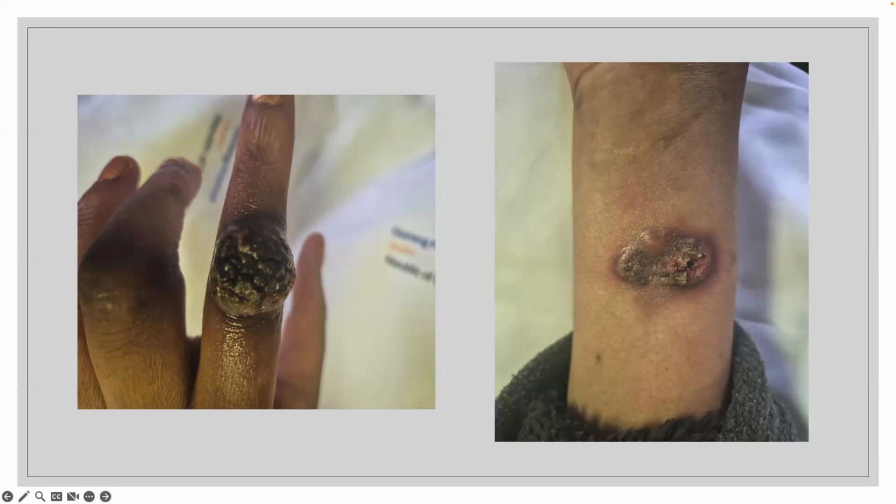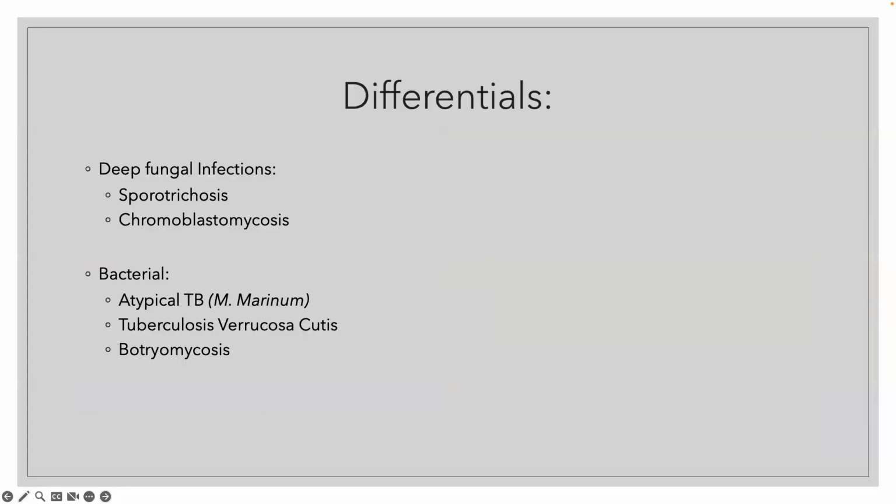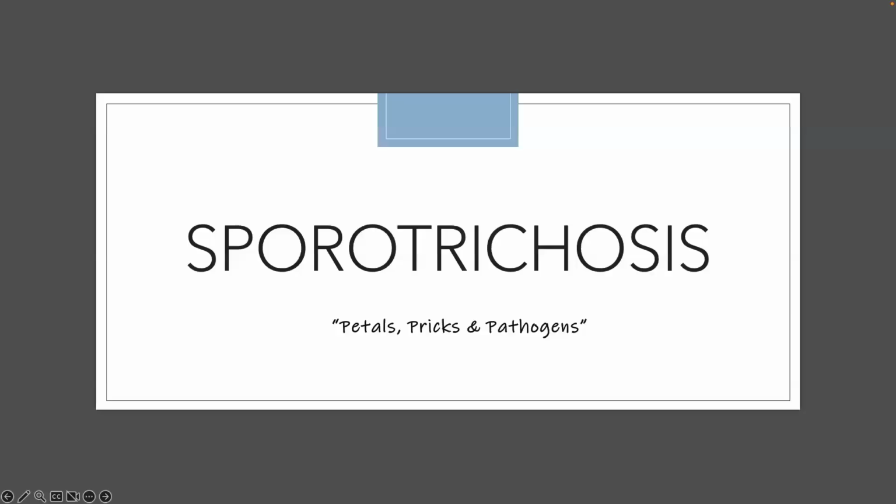Multiple biopsies were taken for H&E and culture, and we considered a few differentials. Is there any thoughts from the audience? Our differentials mainly focused on infective etiology, and different fungal as well as bacterial causes were considered. Ultimately, a diagnosis of sporotrichosis was made, and this was supported by histology and special stains.